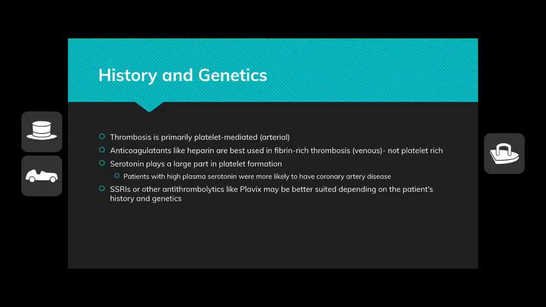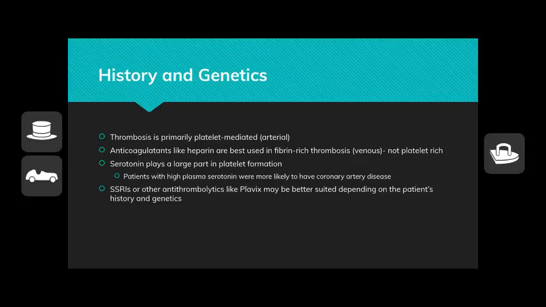So look at this from a genetic standpoint. Thrombosis is primarily a platelet-mediated function, which works best with arterial thrombosis. The difference between arterial thrombosis and venous thrombosis is that venous is fibrin-rich, while arterial is platelet-rich. Anticoagulants, like the heparin that was given, are best used in venous and not platelet thrombosis. This patient was prone to both.